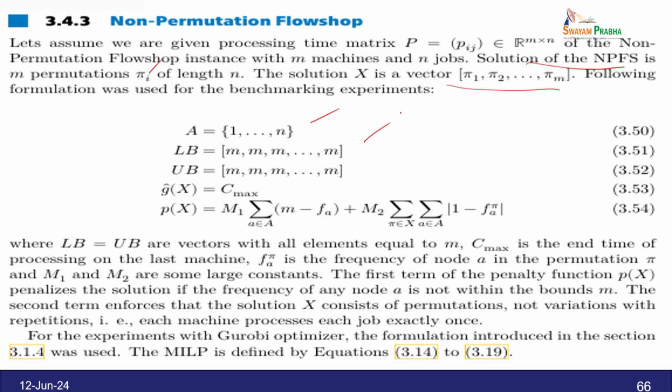A is 1 to n, lower bound all are m, upper bound all are m, c bar of x is C_max, p of x equal to M1 times summation a in A of m minus f_a plus M2 times summation pi in x summation a in A of 1 minus f_a,pi, where LB and UB are equal and are vectors with all elements equal to m. C_max is the end time of the processing on the last machine. F_a,pi is the frequency of node a in the permutation pi, and M1, M2 are some large constants. The first term of the penalty function p of x penalizes the solution if the frequency of any node a is not within the bounds m. The second term enforces that the solution x consists of permutations, not variations with repetitions. That is, each machine processes each job exactly once.